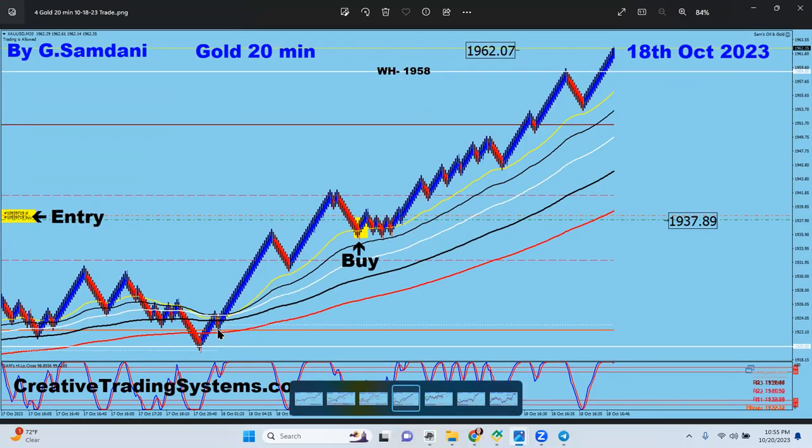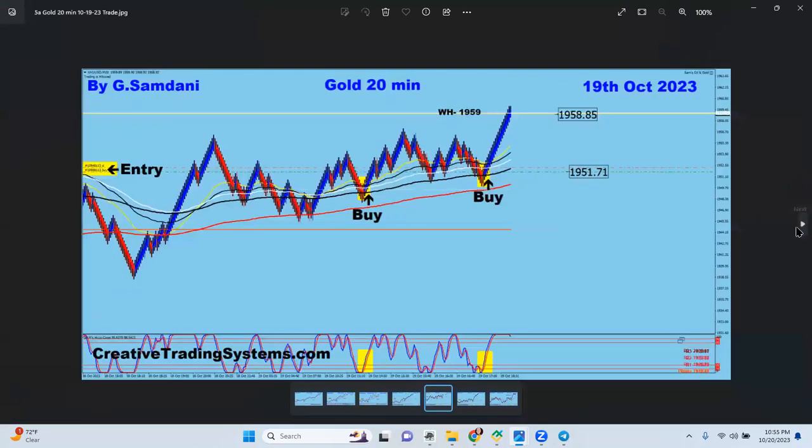Beautiful entry. I had this one as well, but I don't have the chart to show. My son just accidentally closed it before I made the chart. But this one is from 1937 to 1962. Here we have yesterday, the 19th. This one, a small one. I didn't want it to close here.